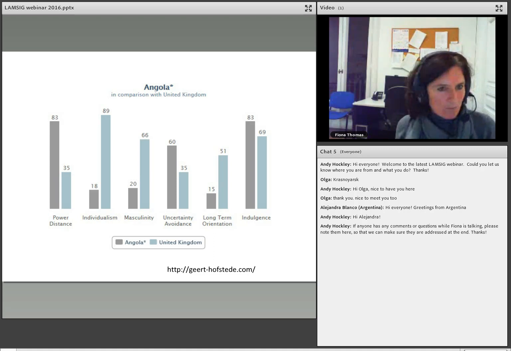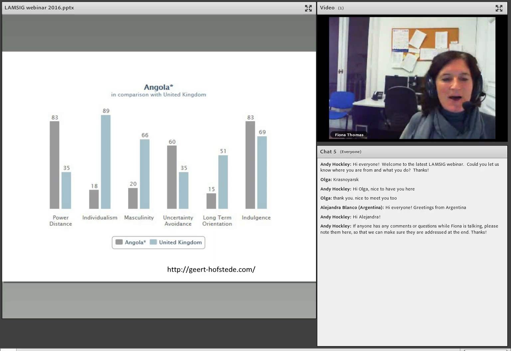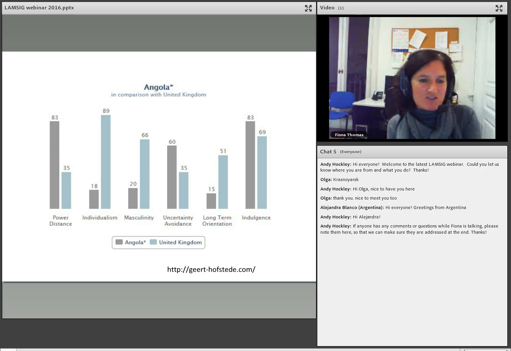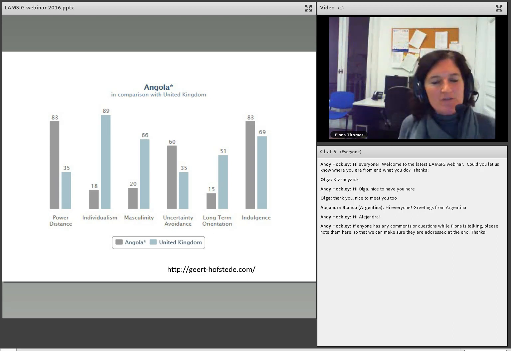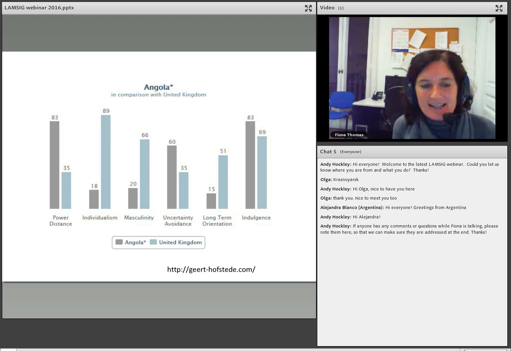The individual is very important in the United Kingdom, whereas in Angola, it is pretty insignificant. What's important is the group. And you could see that with these wonderful people. They were really looking after each other. They were checking that everybody was okay, which was very, very nice. In the next category, masculinity, if you score high on masculinity, that basically means that you're a very competitive culture. So you can see there again that in Angola, they're not a particularly competitive culture.